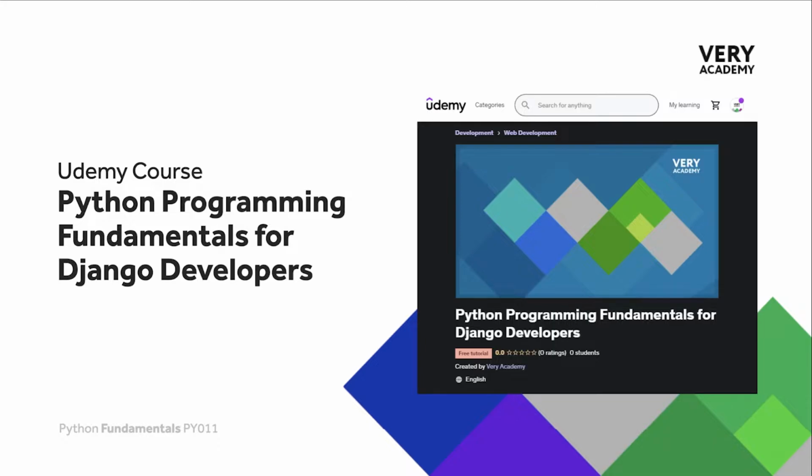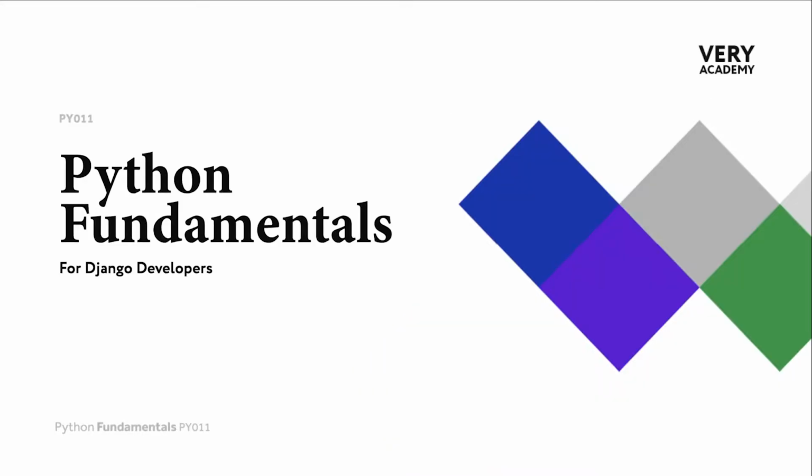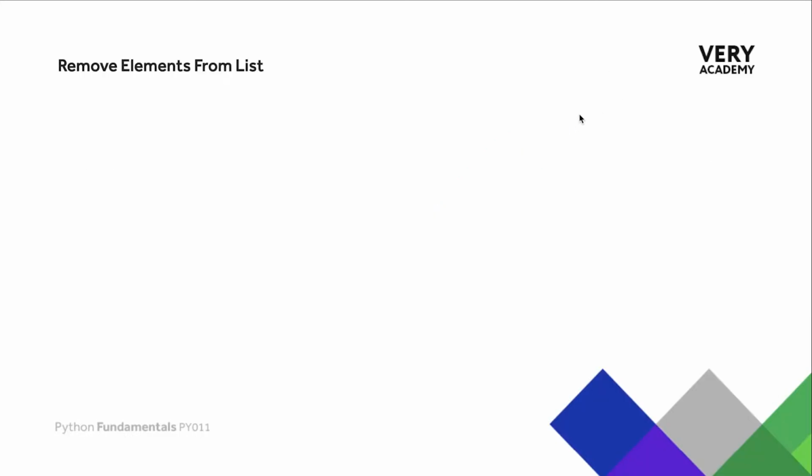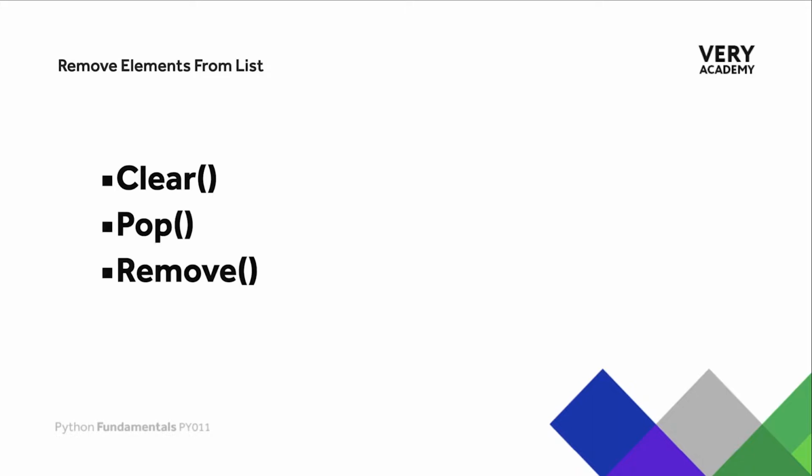Having now, in the previous tutorial, learned how to add elements to our list, let's now take a look at how to remove elements from a list. There are three common approaches that we can utilize to remove elements from a list: clear, pop, and remove. So let's take a look at an example of each.